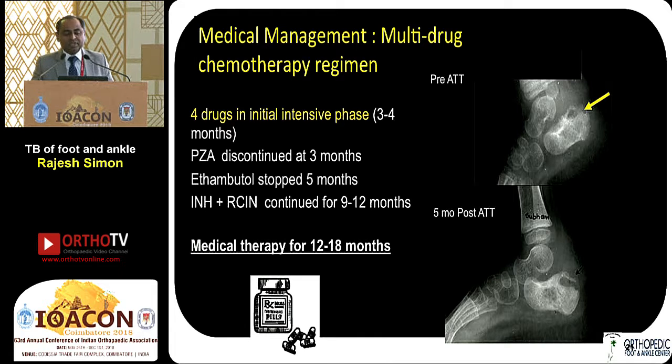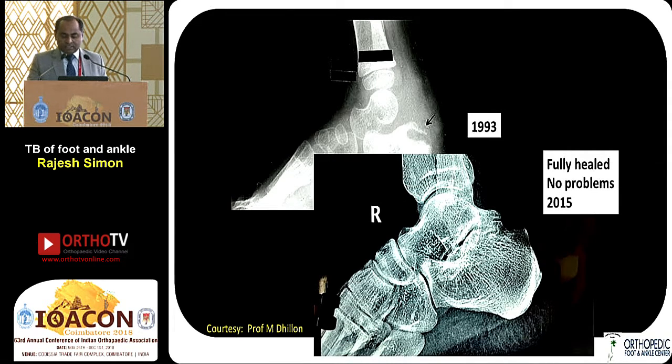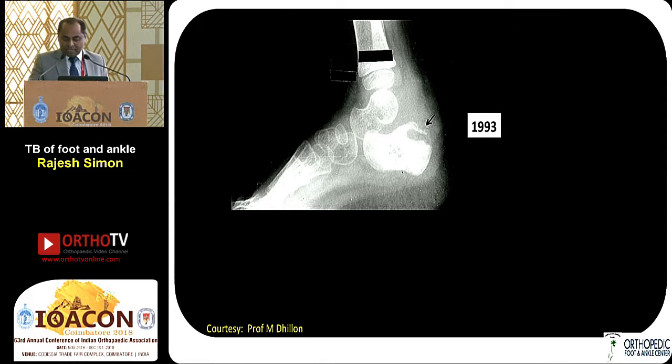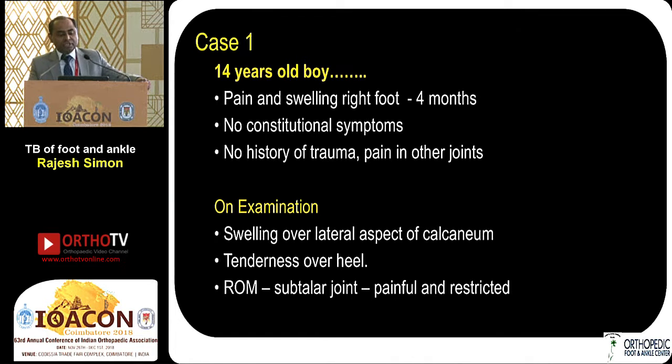Chemotherapy is the main treatment, and multi-drug chemotherapy, starting with 4 drugs and then eventually 2 to 3 drugs, from 12 to 18 months. As Dr. Anil Jain was saying, this is the same for foot and ankle also. Here are a few examples. This is Professor Dhillon's case. He's got plenty of papers on this, a case in a child with over 25 years of follow-up, completely healed calcaneum bone.